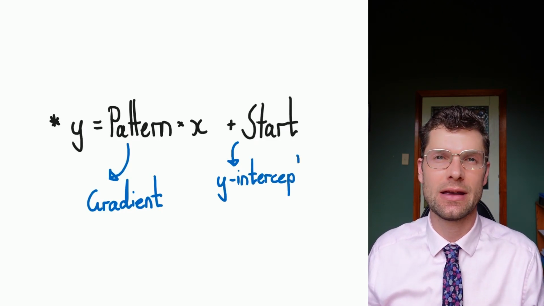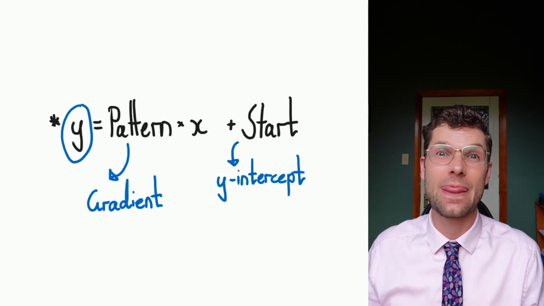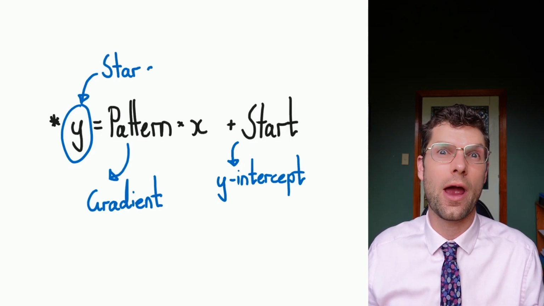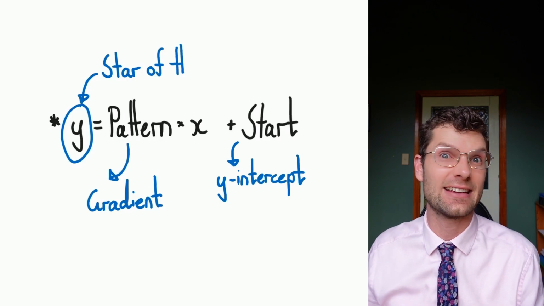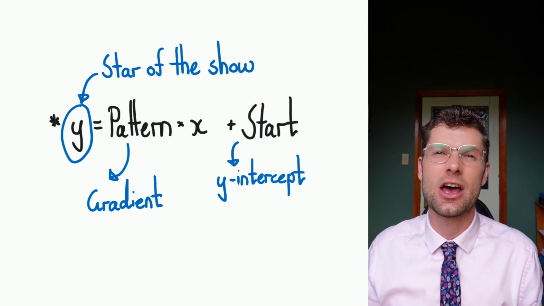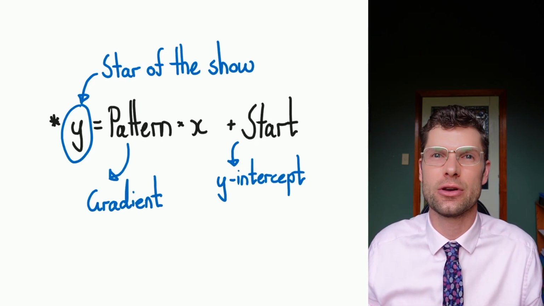Just as a really big point of emphasis here, see how the y is there by itself? That's the thing that we are looking for. That's what is changing. The start tells you whereabouts on the y-axis we are when x is equal to 0. And then the pattern tells you how y changes. So both of these things are looking at what's happening to y at any point during our graph.